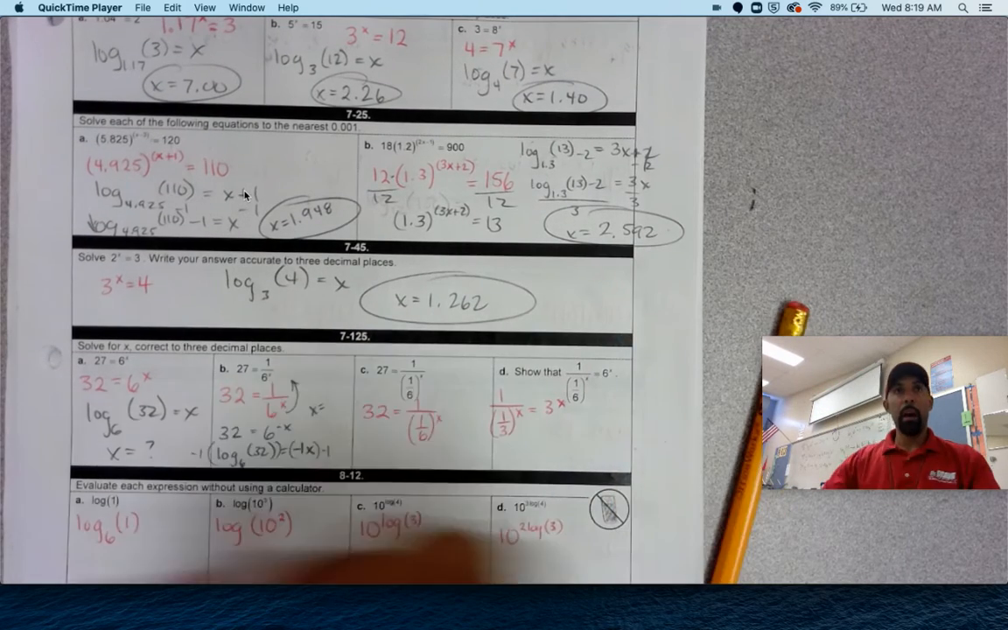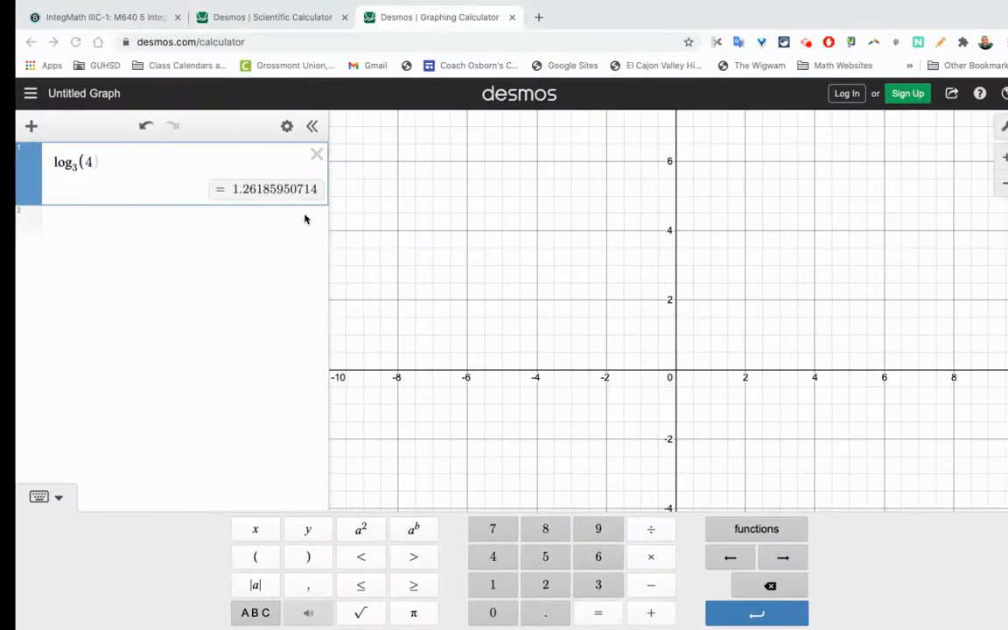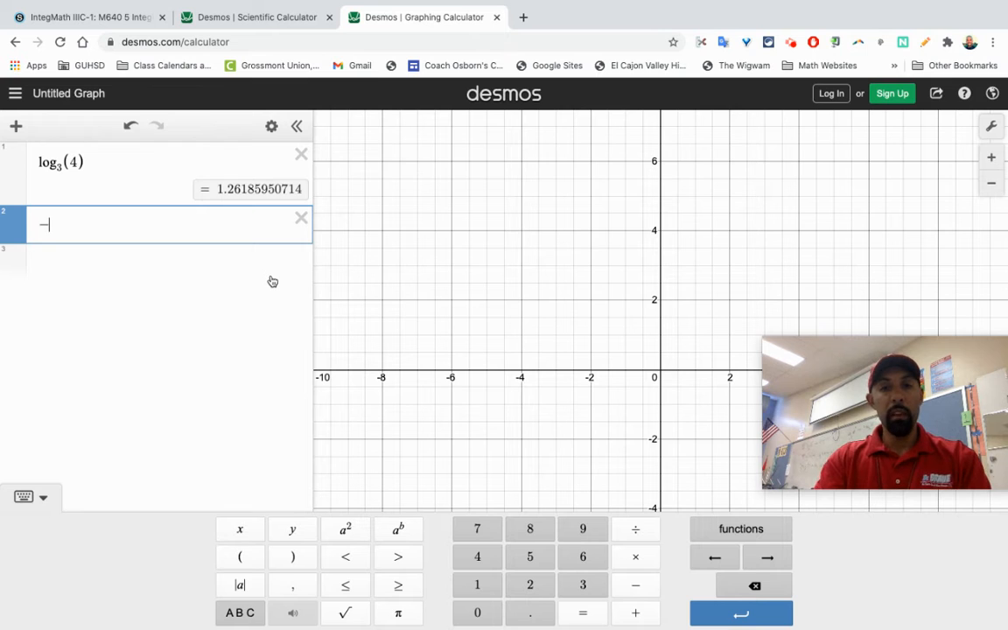Okay, so the way I would enter this now is, let me do negative 1. I'll put parentheses, and I'm going to put the log inside of that. Oops, that was the wrong function. This one.